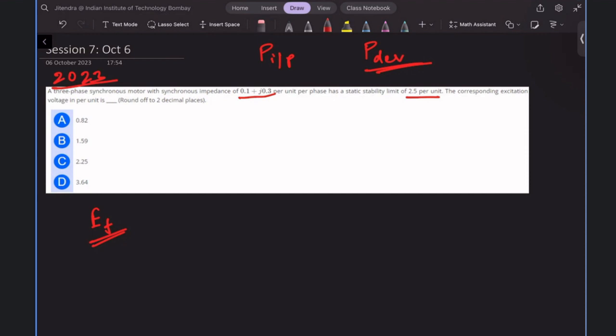That can be developed in the motor. Generally, we do not operate at that level, but that is the condition given in the problem. So what is the expression of developed power in the case of a synchronous motor?